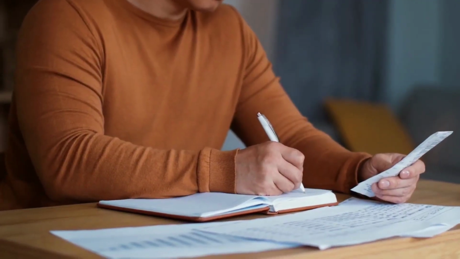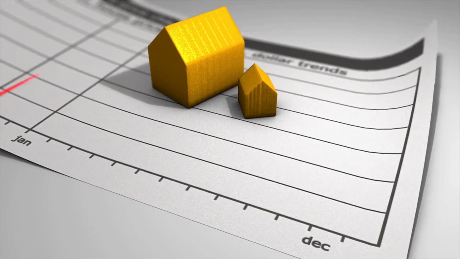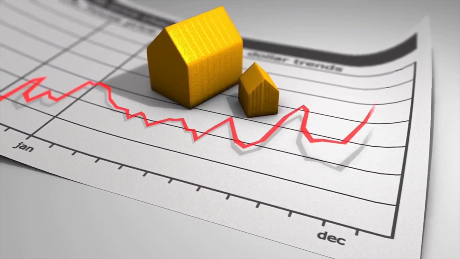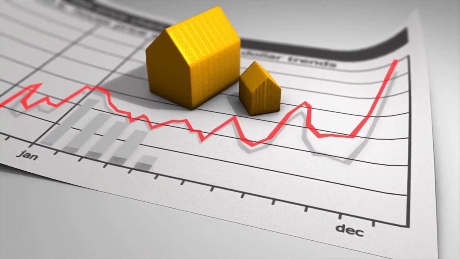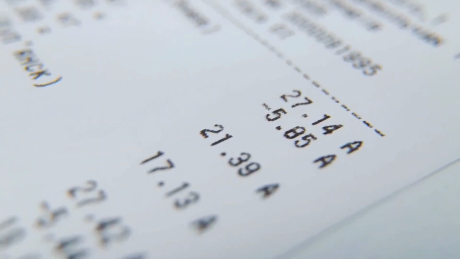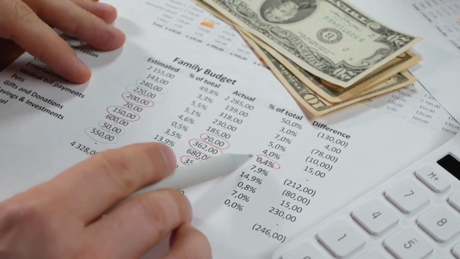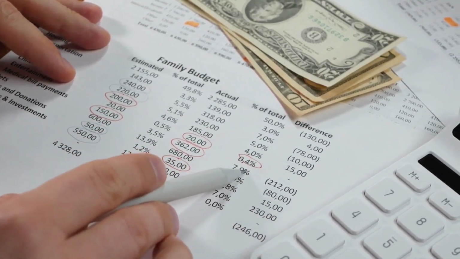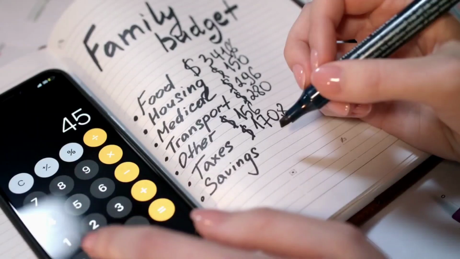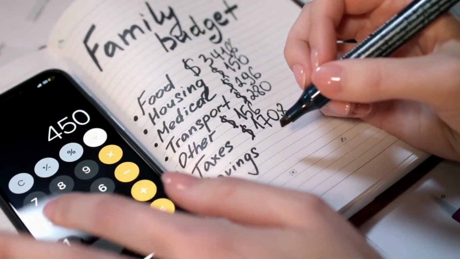2. List your expenses. The next step is to list all your expenses. This includes rent, utilities, groceries, transportation, entertainment, and any other expenses you have. 3. Categorize your expenses. Once you have listed all your expenses, you need to categorize them. You can categorize them into fixed costs and variable costs. Fixed expenses are expenses that are the same every month, such as rent or car payments. Variable expenses are expenses that change each month, such as groceries or entertainment.